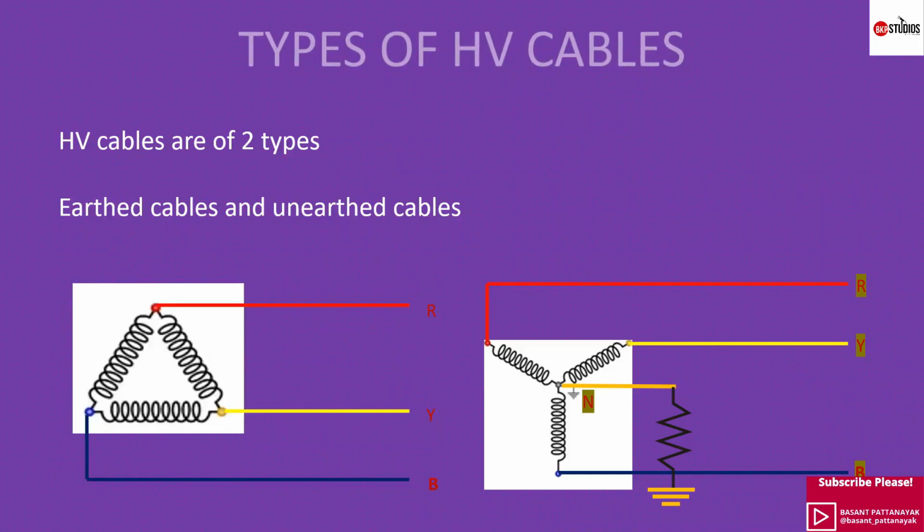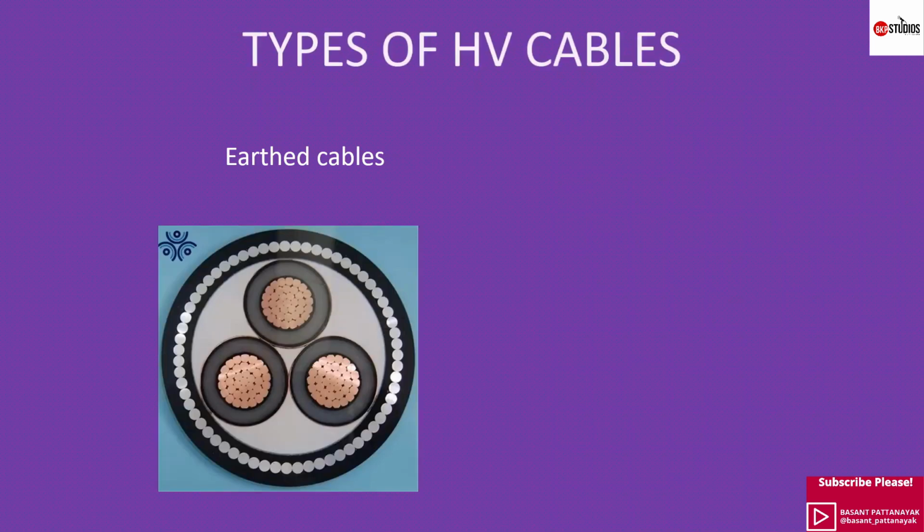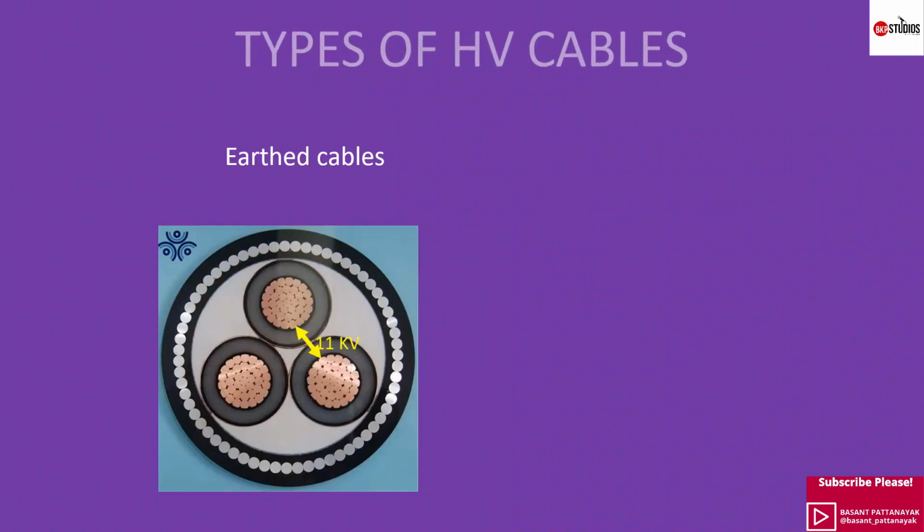In delta connection also, there will be no neutral, right? Line to line voltage will be 11 kV. Keeping this in mind, if you go to earthed cables, what is an earthed cable? In earthed 11 kV cables, the insulation between the lines, for example R and B phase, will be according to 11 kV. That is, it will withstand 11 kV voltage.